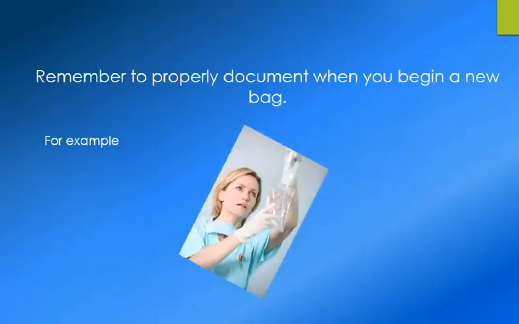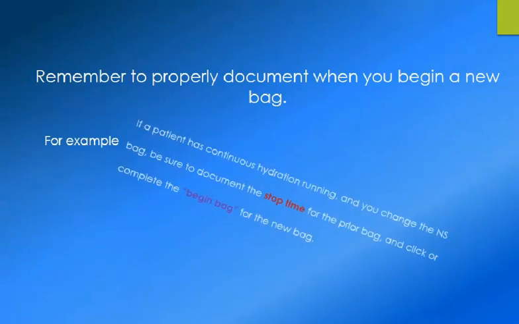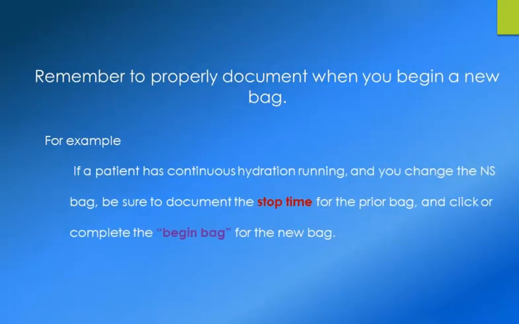When changing medication bags for continuous infusions, it is very important that you always document a new begin bag each time it is changed. If a patient has a continuous medication running, for instance hydration, and you change the normal saline bag, you have to be sure to document the stop time for the bag that you're changing, and also be sure to document the begin bag for the new bag that is being started. Please do not ignore the pop-up that appears after scanning the next bag. Here is a visual reminder of what this looks like.